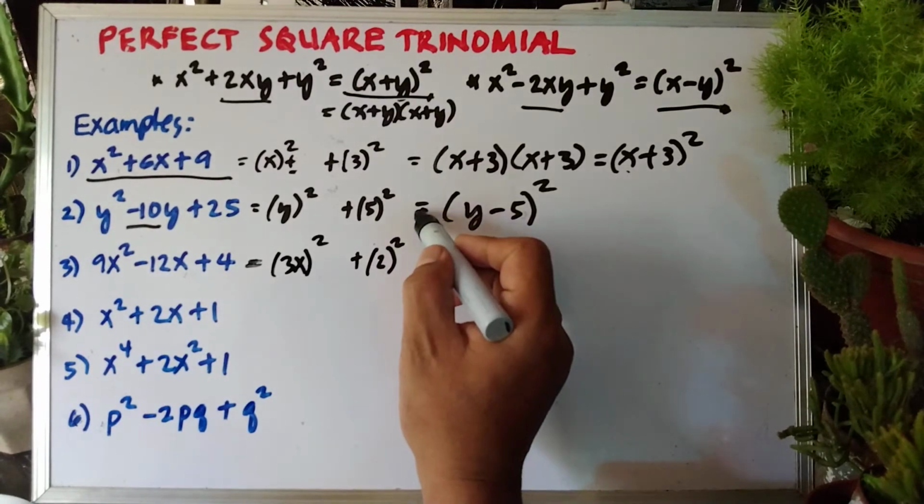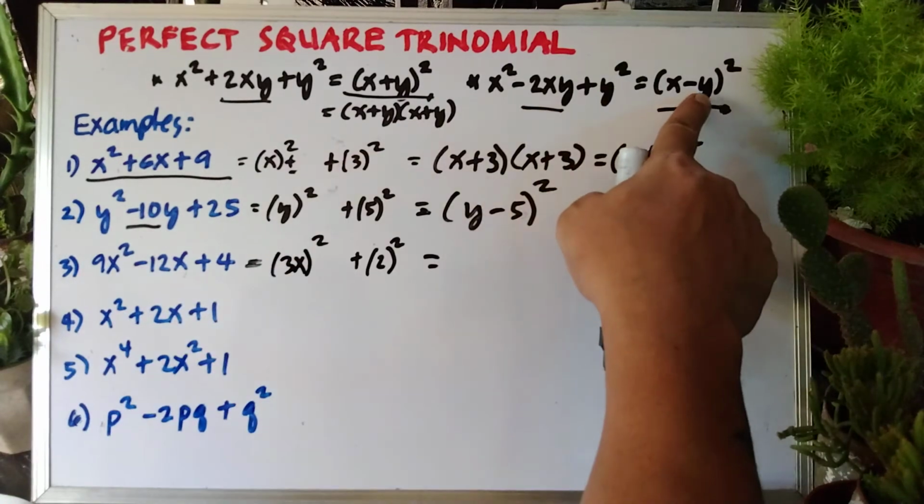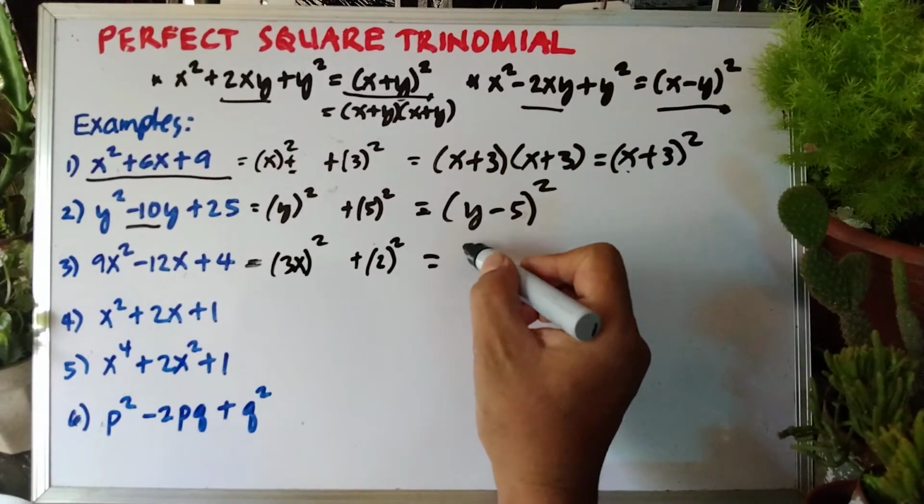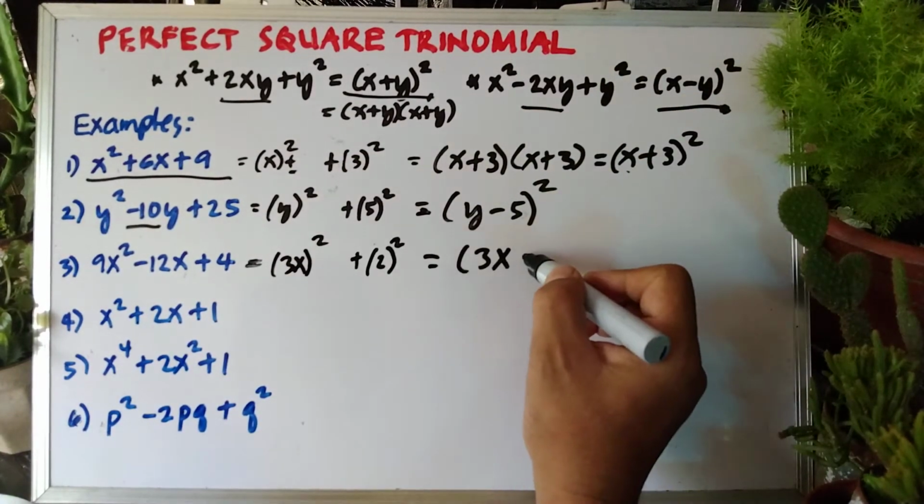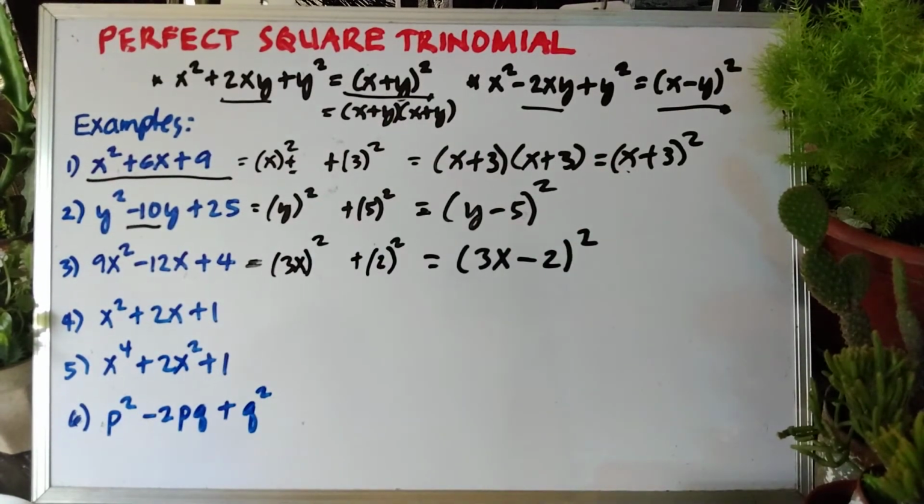So, may partner na tayo. Using the formula, since minus ito dito, so ganito ang magiging mukha natin. So, you have 3x minus 2 squared. Okay? Did you get it, guys? Okay.